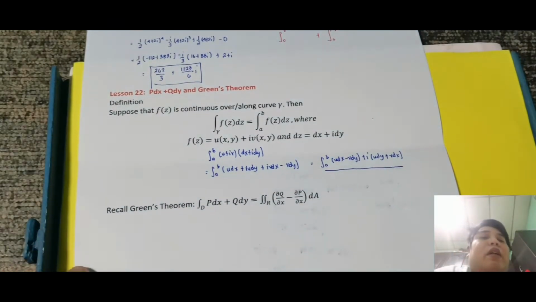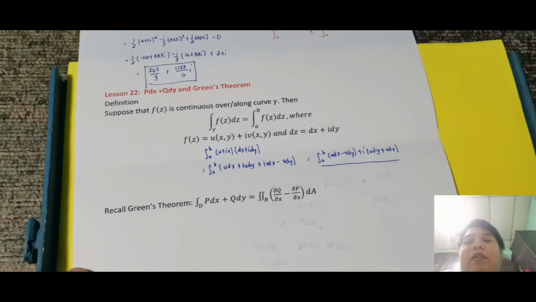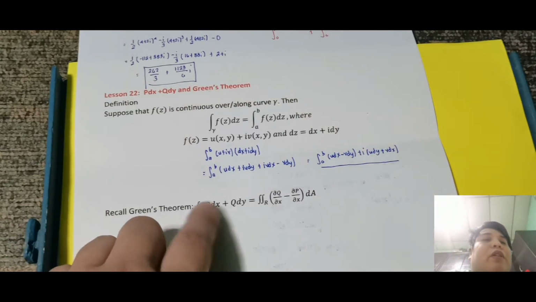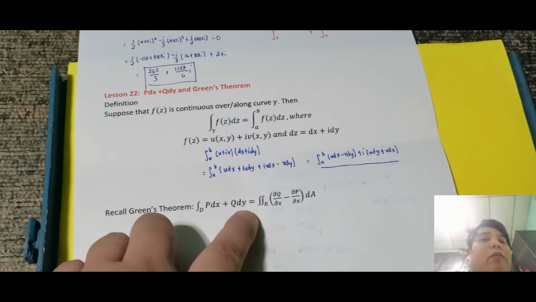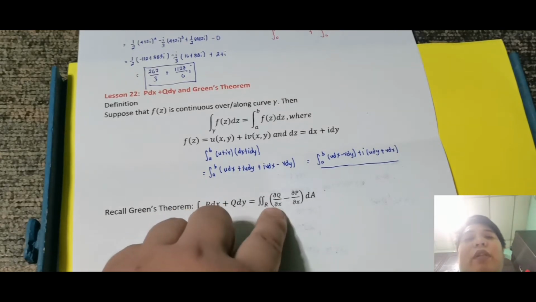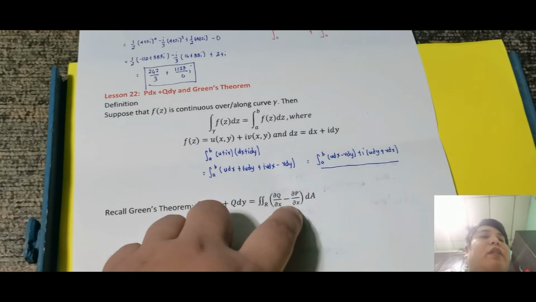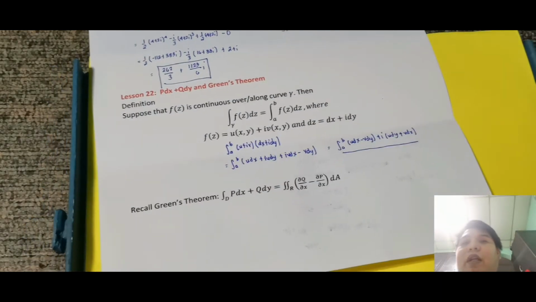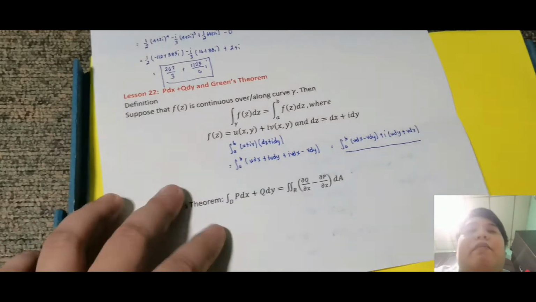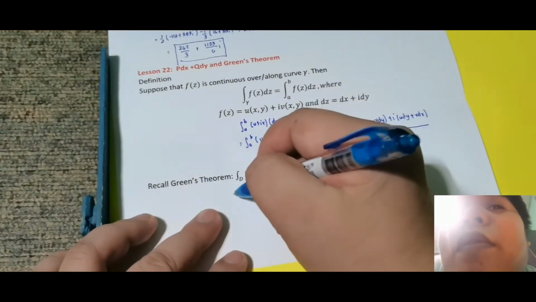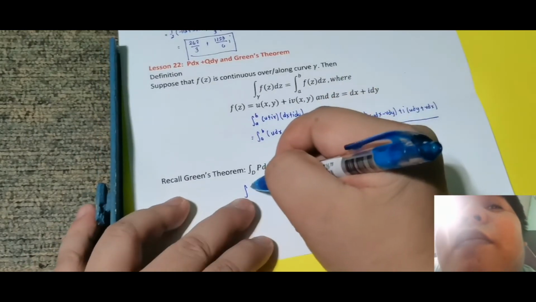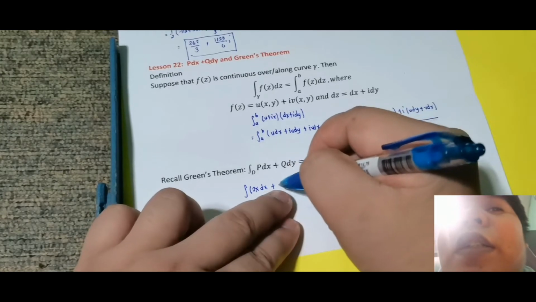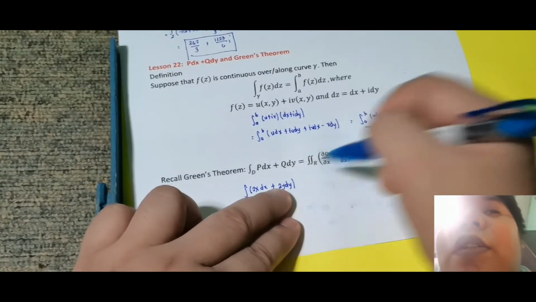Okay, the next is recall Green's Theorem. So sabi ng Green's Theorem, if yung integral ng Pdx plus Qdy along the domain D, it can be transformed into the double integral over R ng partial of Q with respect sa x minus partial of P with respect sa x of dA. Okay, so para ma-example niyan, for example na lang, meron akong integral ng 2x dx plus 2y dy. So assuming ganyan na lang.